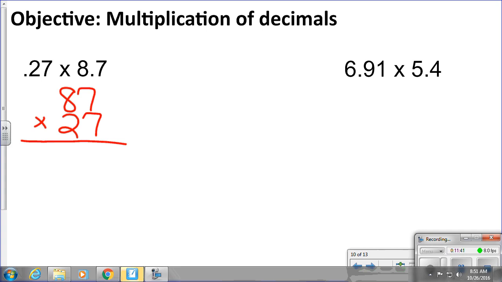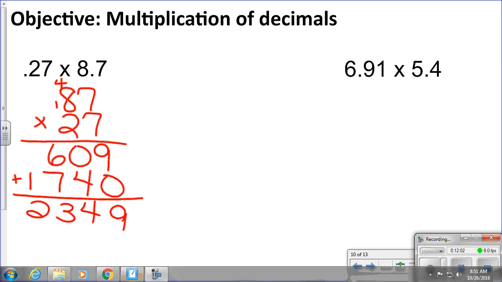7 times 7 is 49. Put down the 9, carry the 4. 7 times 8 is 56, plus 4 is 60. Placeholder 0. Now I'm dealing with the 2. 2 times 7 is 14, carry the 1. 8 times 2 is 16, plus 1 is 17.